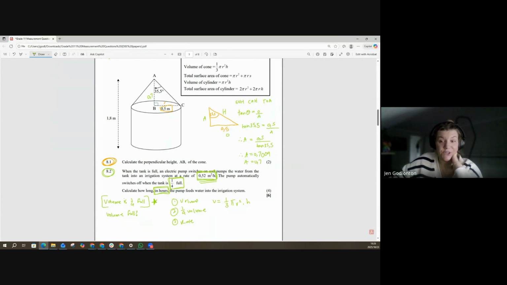I'm just going to start by doing the volume for those of you who are panicking a little bit. So our volume would be 1/3 times pi times our radius, which they told us is 0,5 squared, times our height, which we've worked out to be 0,7. And if you chuck that all into your calculator, you should get 0,183 meters cubed. So that's step 1.